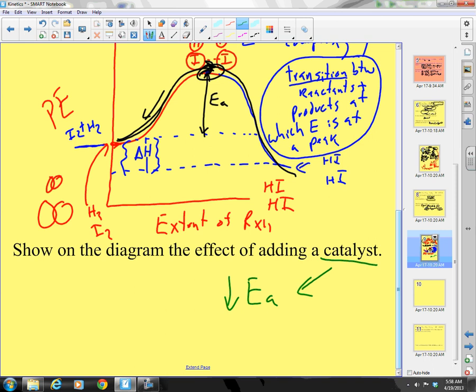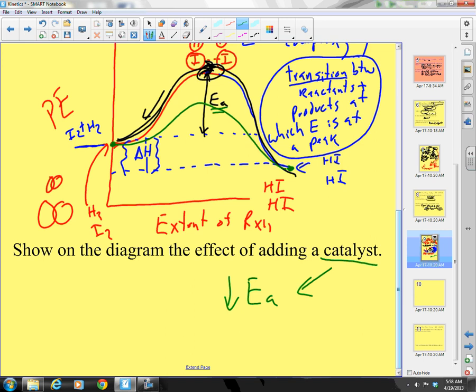So, do I start at the same spot with the catalyst? Yes, I start at the same spot. Do I end at the same spot with a catalyst? Yes, I end at the same spot. What's the only difference? You have a lower activation energy, meaning my activated complex is at a lower level. So you kind of go like that.